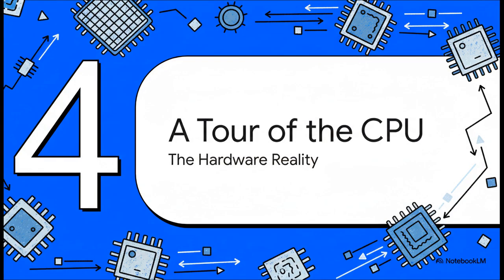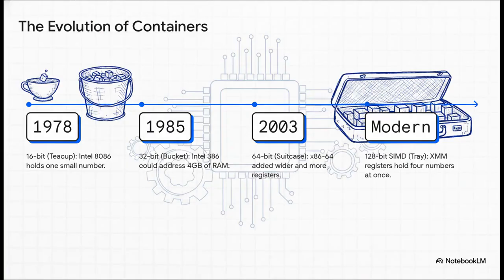It sounds great in theory, but how does this actually work down in the physical silicon? To see that, we need to take a little tour of the CPU itself and see how it's really built. A CPU's power is basically defined by its word size. That's just a fancy way of saying how much data it can grab and work on at once. Way back in the late 70s, a 16-bit register was like a tiny teacup. It could hold one small number. That grew to a 32-bit bucket, then a 64-bit suitcase.